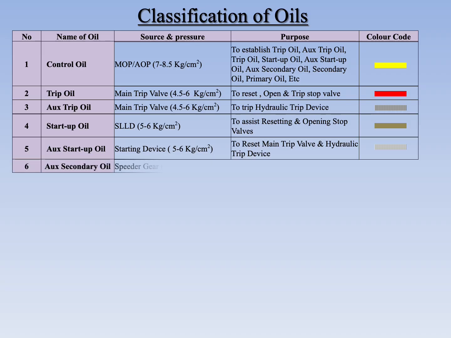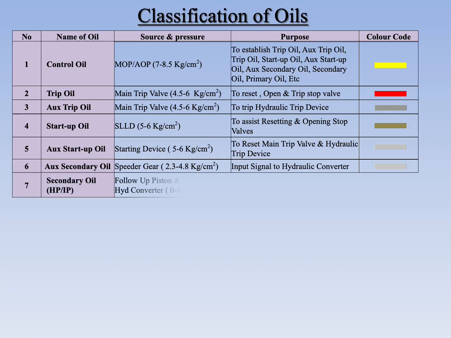6. Auxiliary secondary oil. Source is speeder gear. Pressure is 2.3 to 4.8 kg/cm2. Purpose is to give input signal to the hydraulic converter. Color code is striped blue.